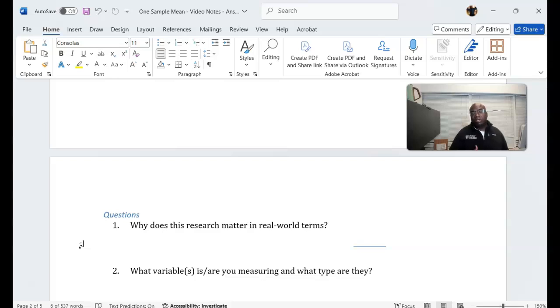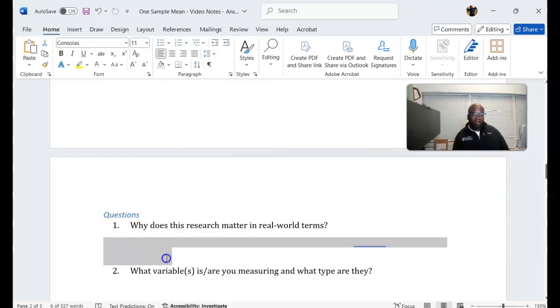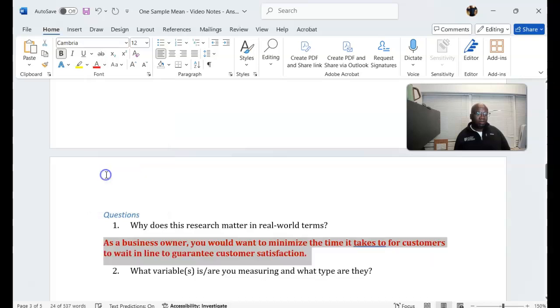So in terms of real world, imagine you're a business owner and you want to satisfy your customers. You want to make sure that they are not waiting 8 minutes or 6 minutes. You want to make sure they're waiting below 4 minutes, okay? Or at least 4 minutes. And so what we'll do is, okay, we would want to determine, okay, make this happen. A business owner, you would want to minimize the time it takes for customers to wait in line to guarantee customer satisfaction.